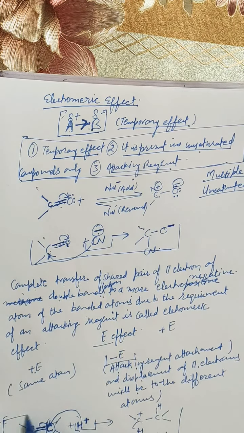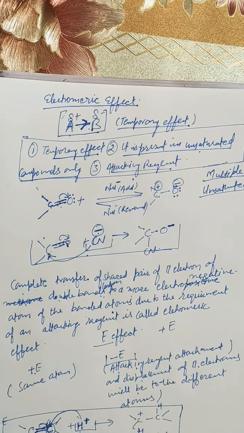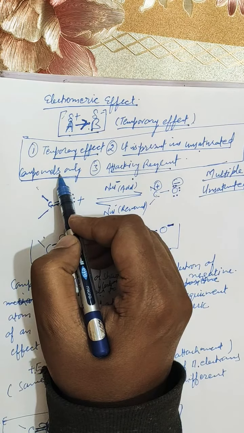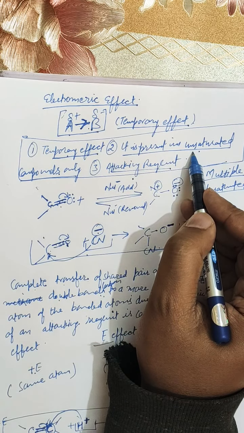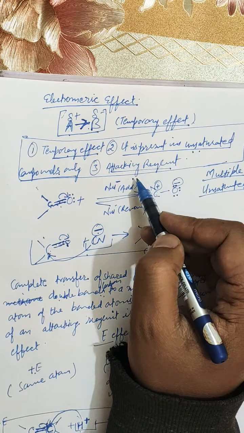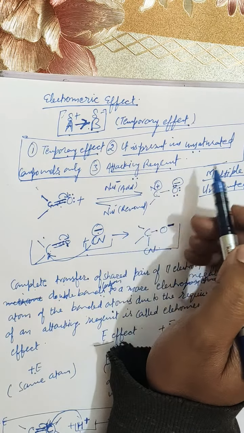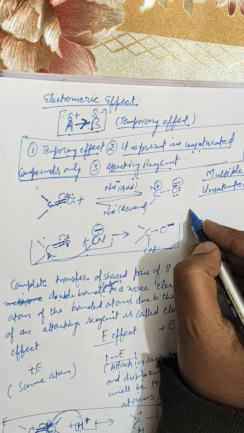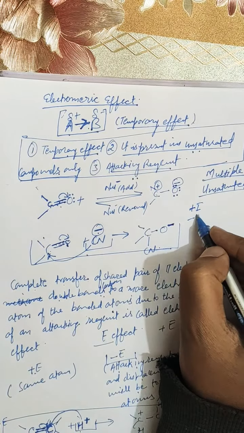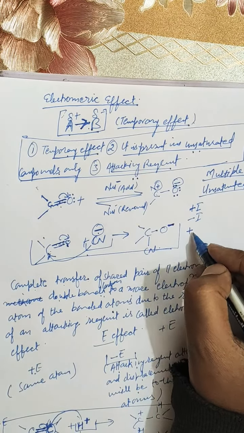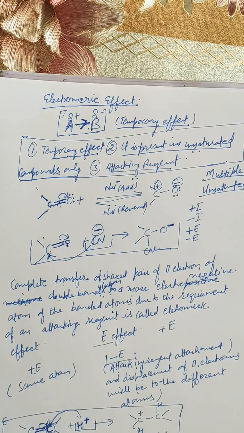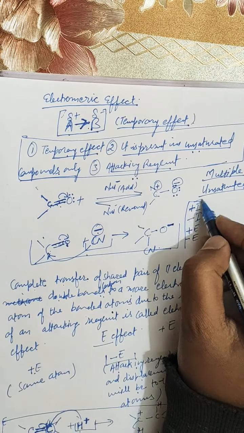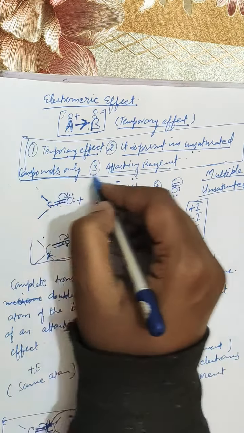So first of all, become well versed in these basic points of both definitions: whether they are temporary or permanent, whether they require unsaturated compounds or unsaturated bonds or not, whether there is a requirement of an attacking reagent or not, and which reagent gives the plus I effect and which gives the minus I effect. Similarly, which reagent gives the plus E effect and which gives the minus E effect. You must know at least some examples of plus I and minus I effect and what they basically are.